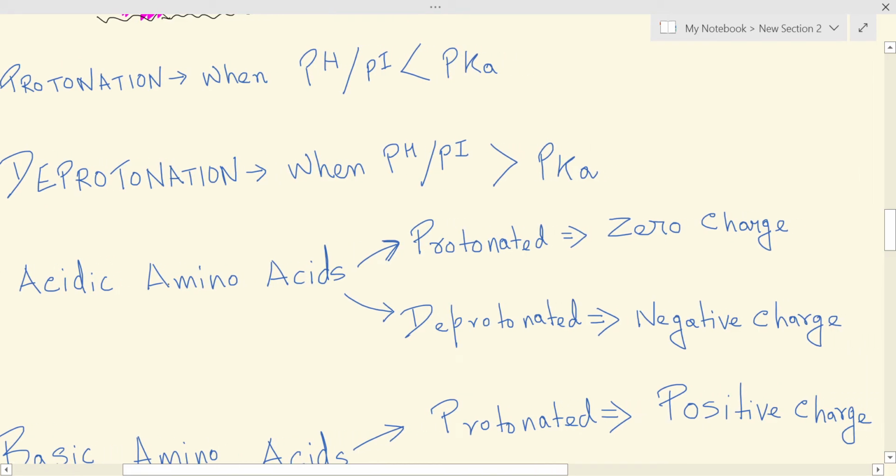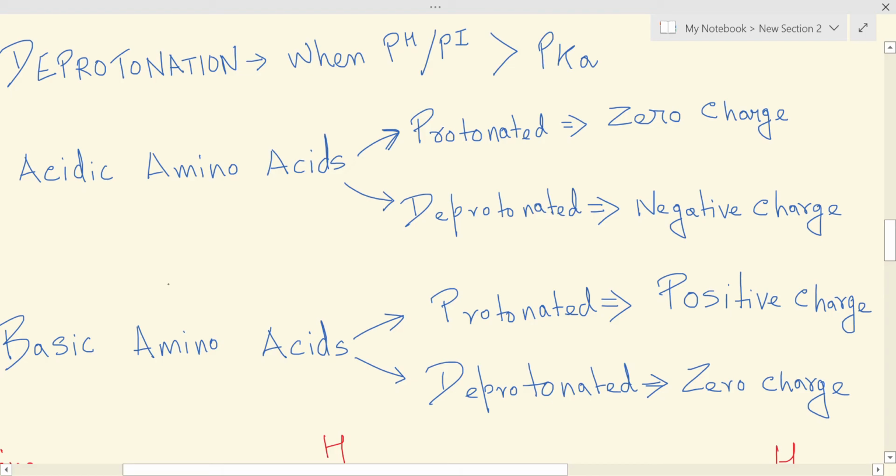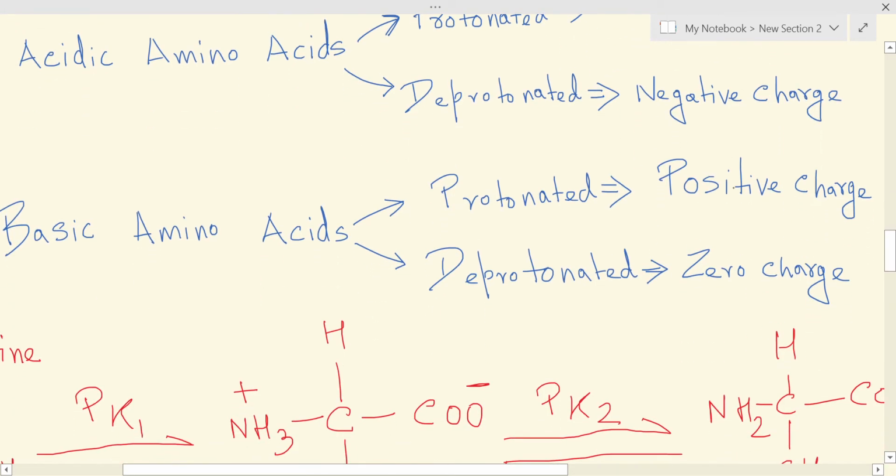An amino acid can undergo protonation and deprotonation. So the charge during protonation on an acidic amino acid will be 0, and when an acidic amino acid undergoes deprotonation, it will have a negative charge. For a basic amino acid, the protonation charge will be positive and the deprotonation charge will be 0.